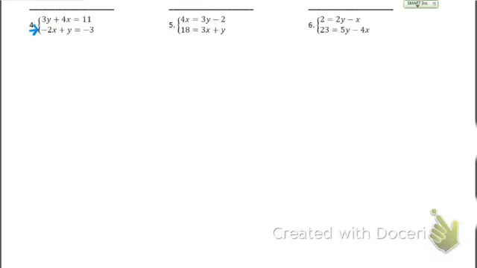And then which variable looks like it's really easy to get by itself, Jen? X or Y? No, I used the first one. You used the first one? Okay, you can use the first one.